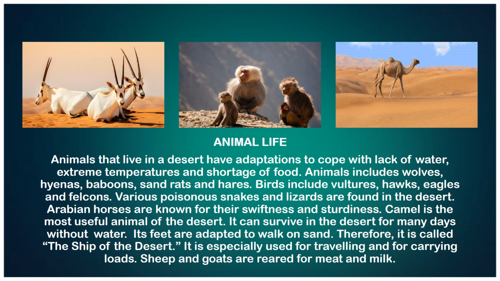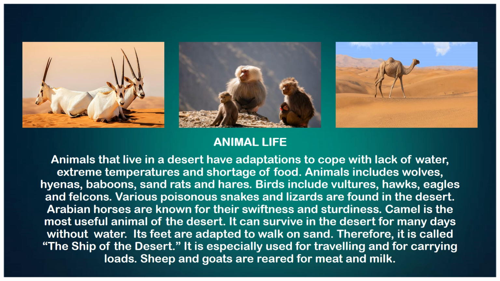Animal life. Animals that live in a desert have adaptations to cope with lack of water, extreme temperatures and shortage of food. Animals include wolves, hyenas, baboons, sand rats and hares. Birds include vultures, hawks, eagles and falcons. Various poisonous snakes and lizards are found in the desert.